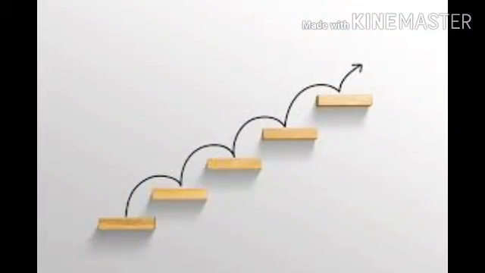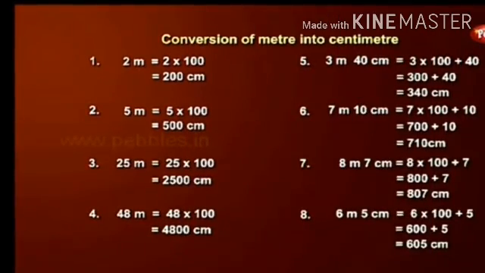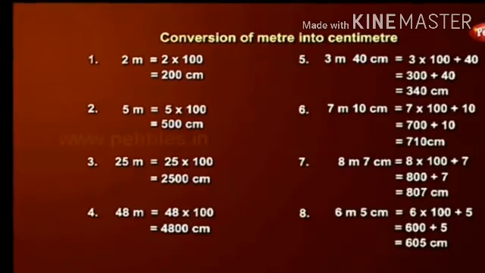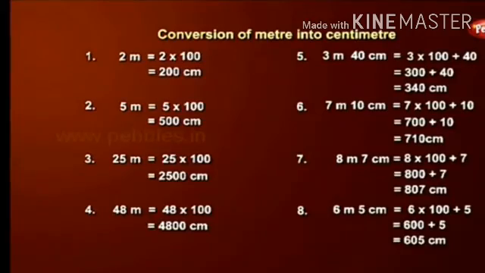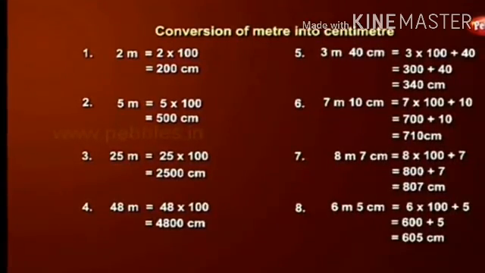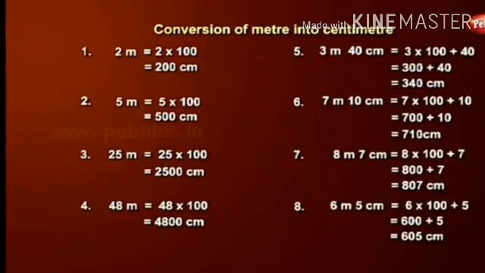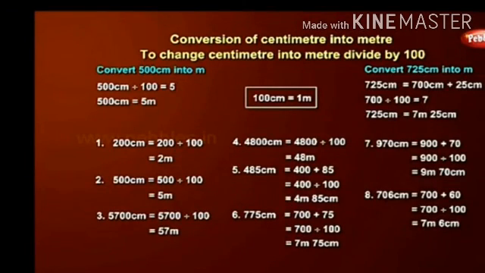Now here we are going to see one short story. Let's watch. Here is an example of conversion of meters into centimeter. First example, 2 meter is equal to 2 into 100 is equal to 200 centimeter. So in the same way many examples are given here. So observe this and solve these sums in your maths notebook. And so today we have learned about measuring length.